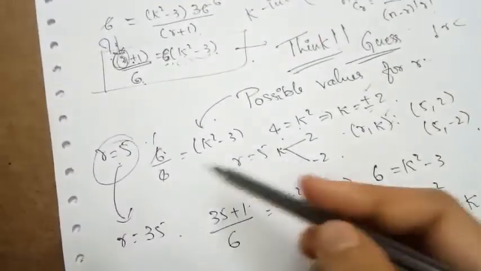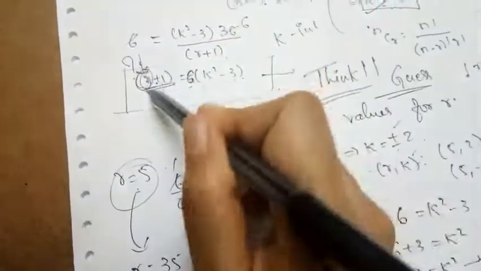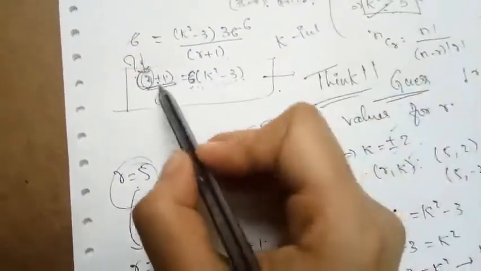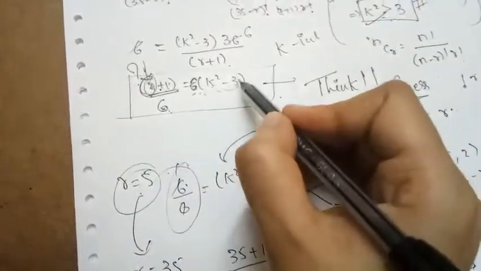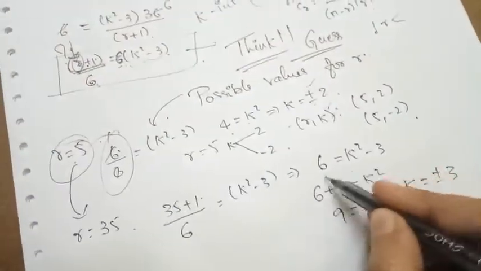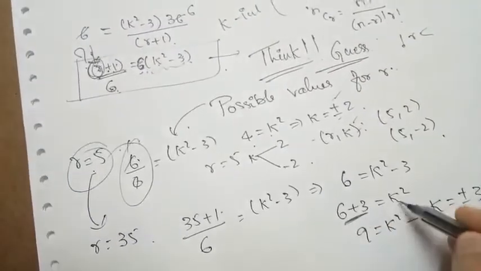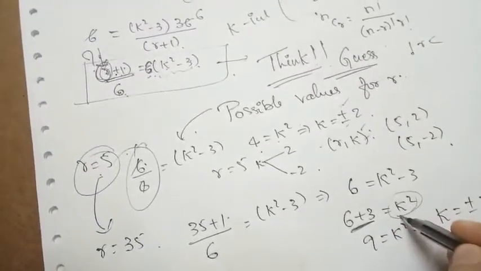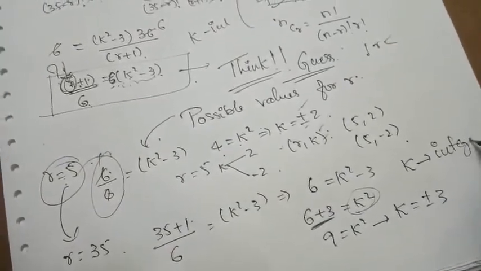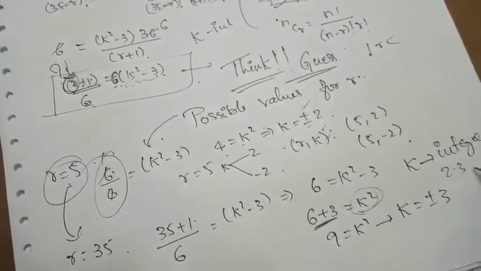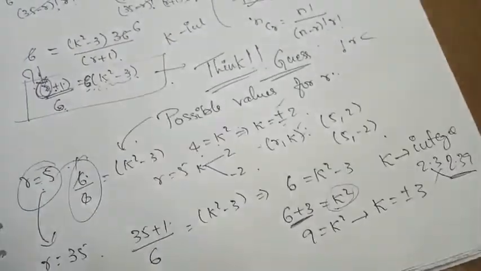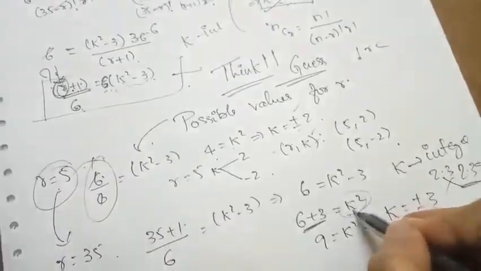You may ask me whether we can take another value so that it is divisible by 6. You can satisfy that, but after moving minus 3 to the LHS, the value you get should be k square, and the value of k should be an integer. It cannot be of the form 2.3 or 2.39. In that form we can't get the value of k, so we should get a perfect integer.